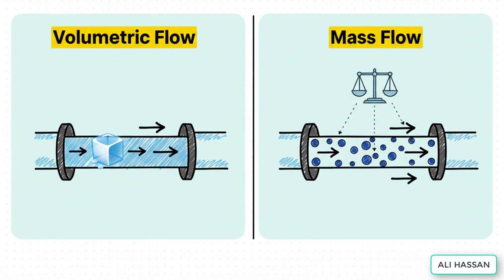You really have 2 fundamental options here. The first is volumetric flow. That's basically asking, how much space is this stuff taking up as it goes by? You'd measure that in something like cubic meters per second. The other way is mass flow, which asks a different question. How much stuff, how much actual matter is passing through? And you'd measure that in kilograms per second. This little difference, as you're about to see, is a really big deal.